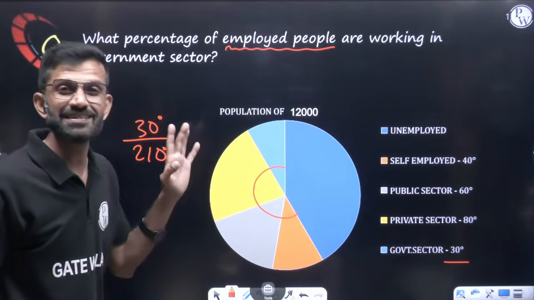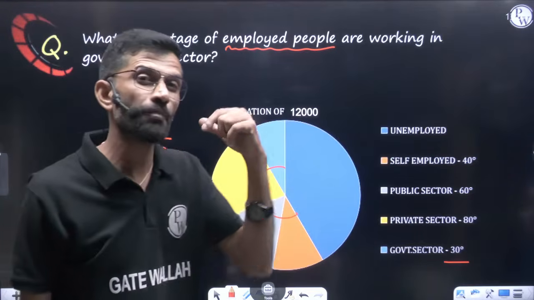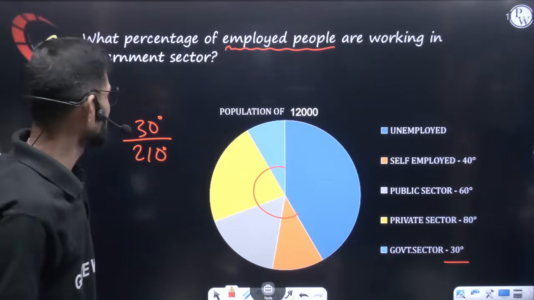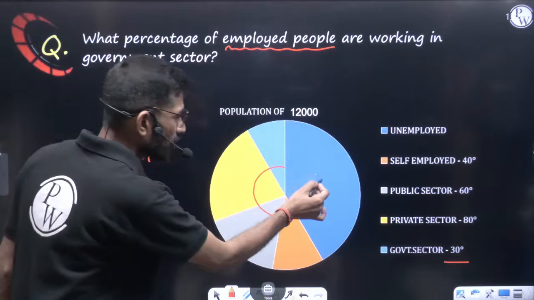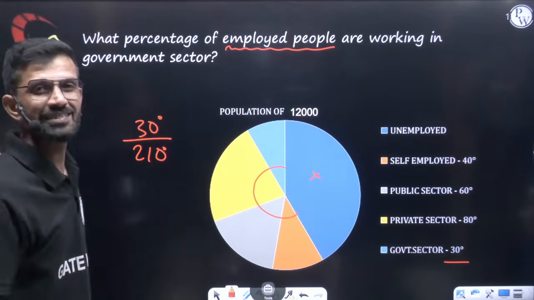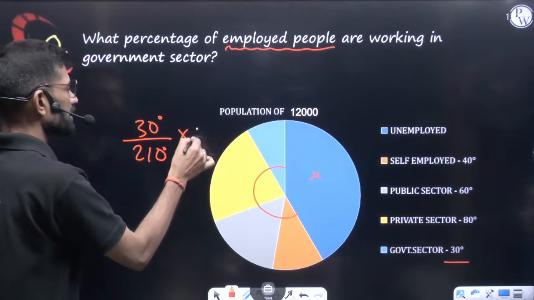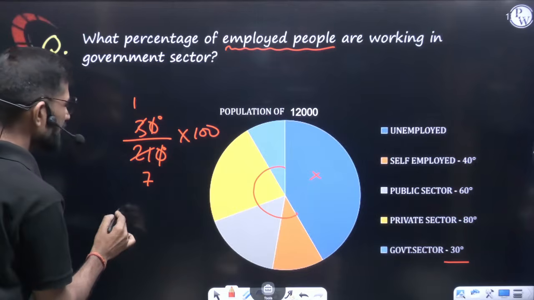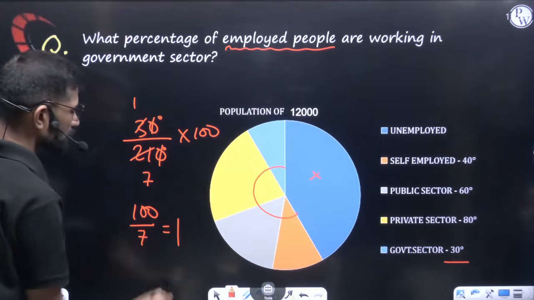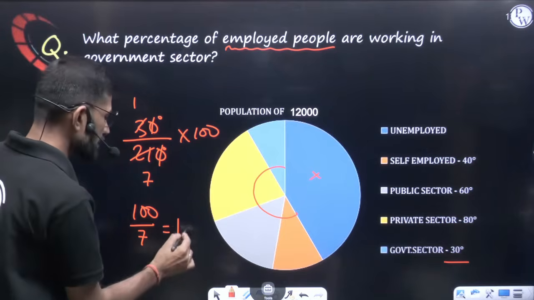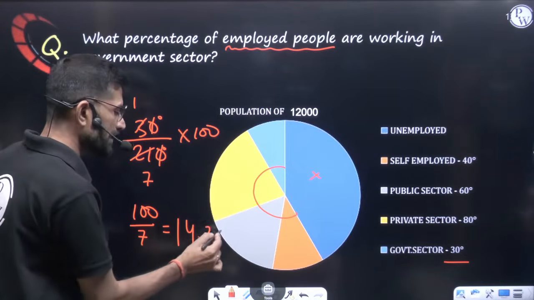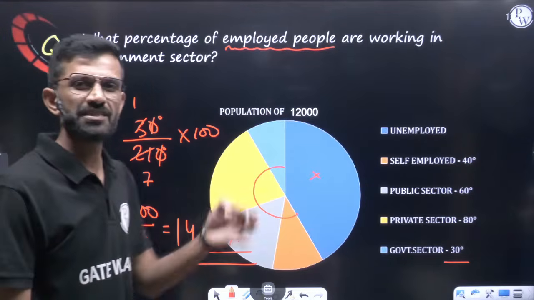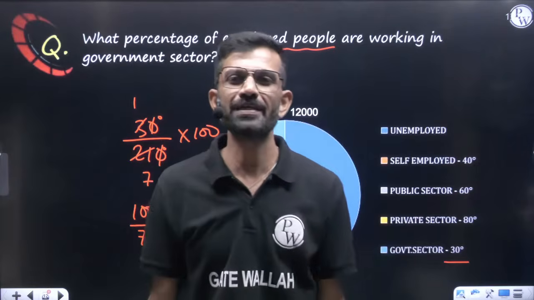Don't write 30 by 360 into 100. They are not asking you what percent of the population is working in the government sector. They are asking you what percent of employed people are working in the government sector. So employed people are 210 degree, because these are not employed people. So out of 210 degree, how much is 30 degree? How much percent is it? So in order to convert into percentage, into 100, 0 zeros cancel, 3 1s and 3 7s. Okay, so it will come to around 100 by 7, which is equal to 7 1s are 7, remainder 3, 30, 7 4s are 28, remainder 2, 20, 7 2s are 14, so something around 14.28%.